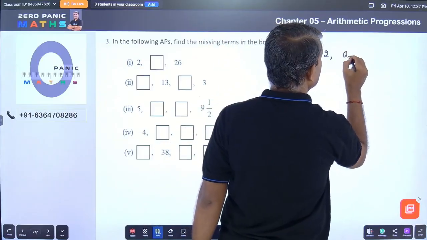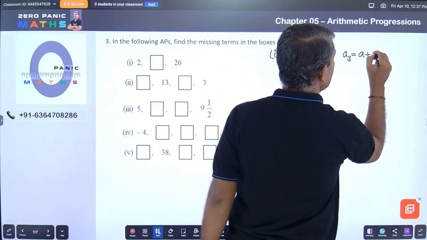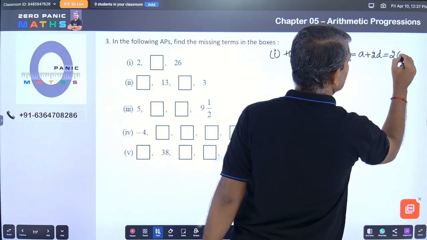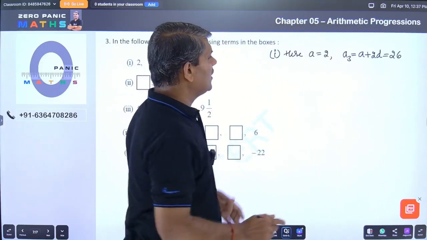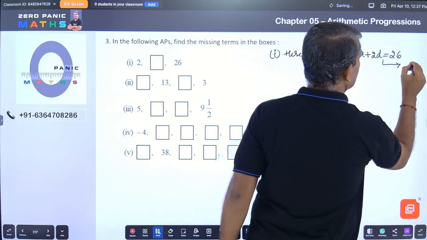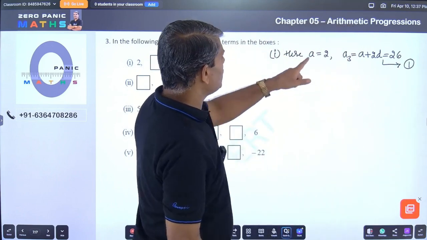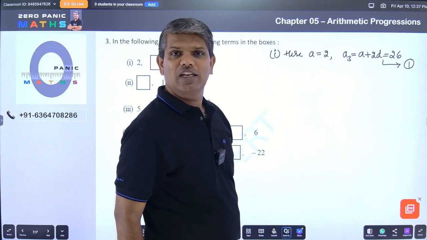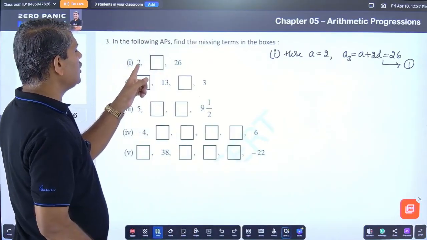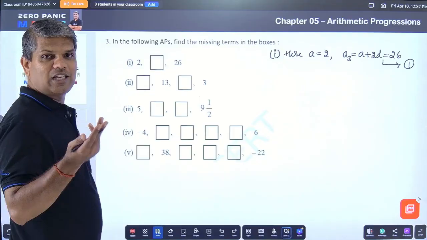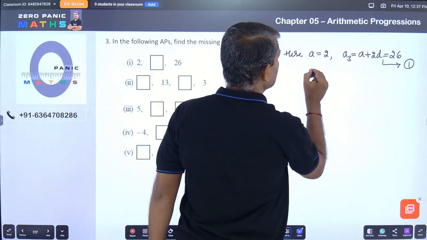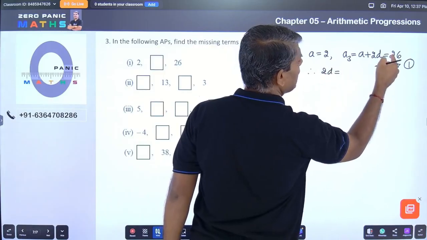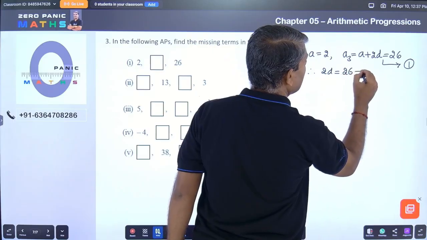I can write A3 is equal to A plus 2D, and what is A plus 2D? They have given it as 26, right? Consider this as equation 1, and if you substitute the value of A here in A plus 2D, can you get the value of D? So that I can add that D to the first term and get the second term. That is possible, right?